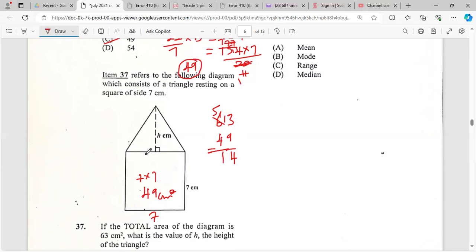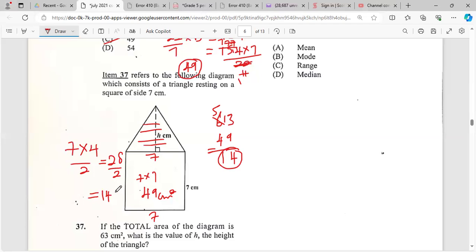So that means this is 7. So it has to be about 4. Because the area for the triangle is half the base times the height. So when you times this by a number and divide by 2, you're supposed to get the 14. So it will be 7 times 4 divided by 2. 7 times 4 is 28, divided by 2 is 14. Everybody understand the reasoning?